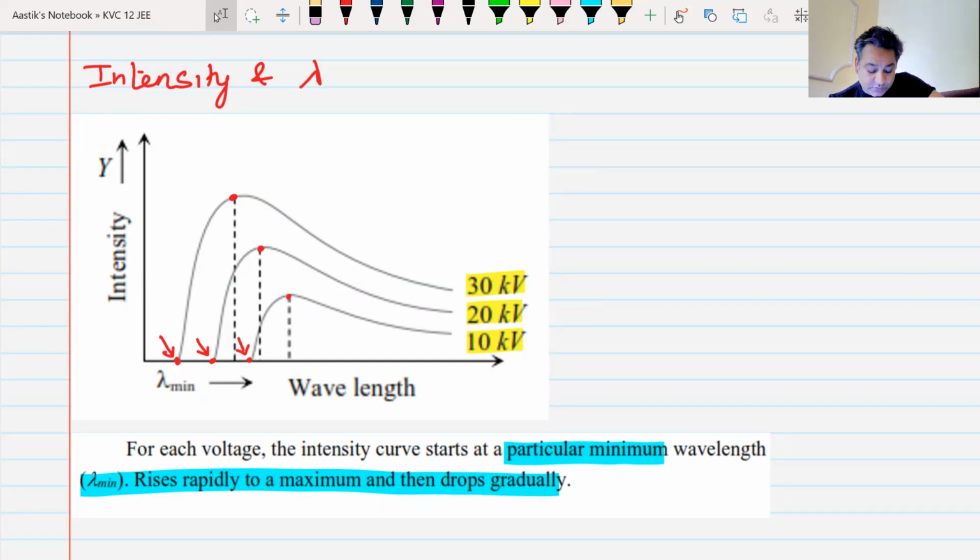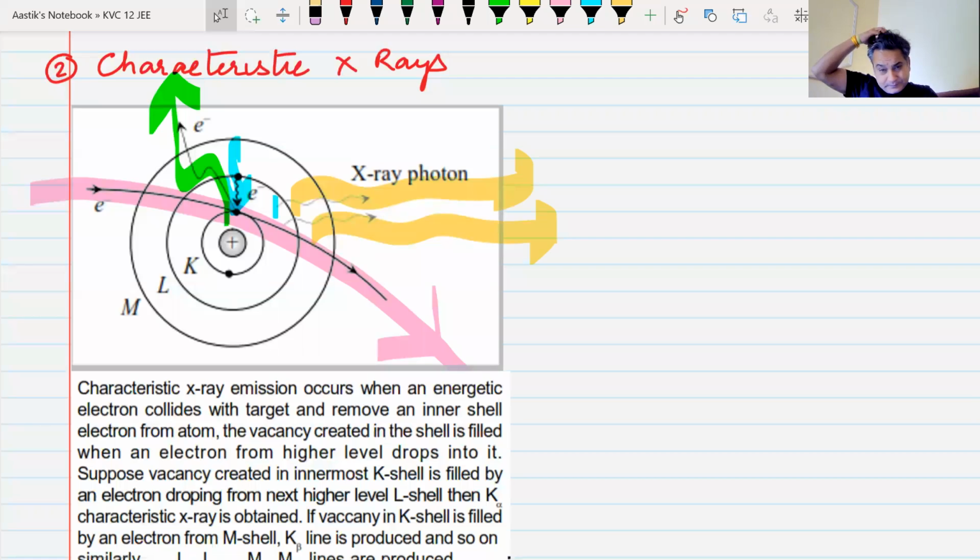Then we moved on to, now remember, this continuous X-rays does not depend on the type of the metal. It only depends on what? The operating voltage. Do we remember this? Yes, sir. Then there is one type of X-rays which depends on the type of the target metal. And what is that? Characteristic X-rays.